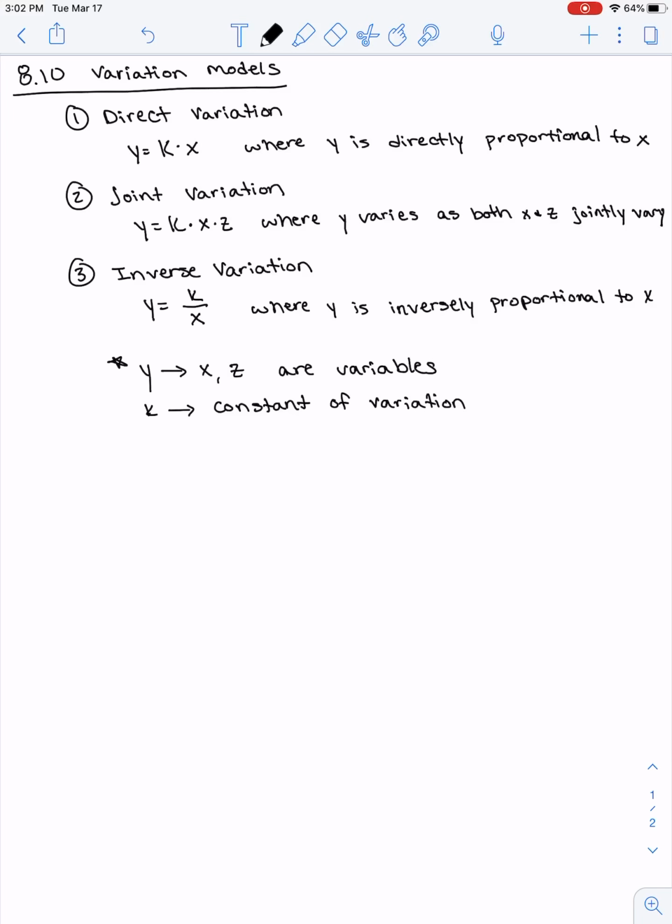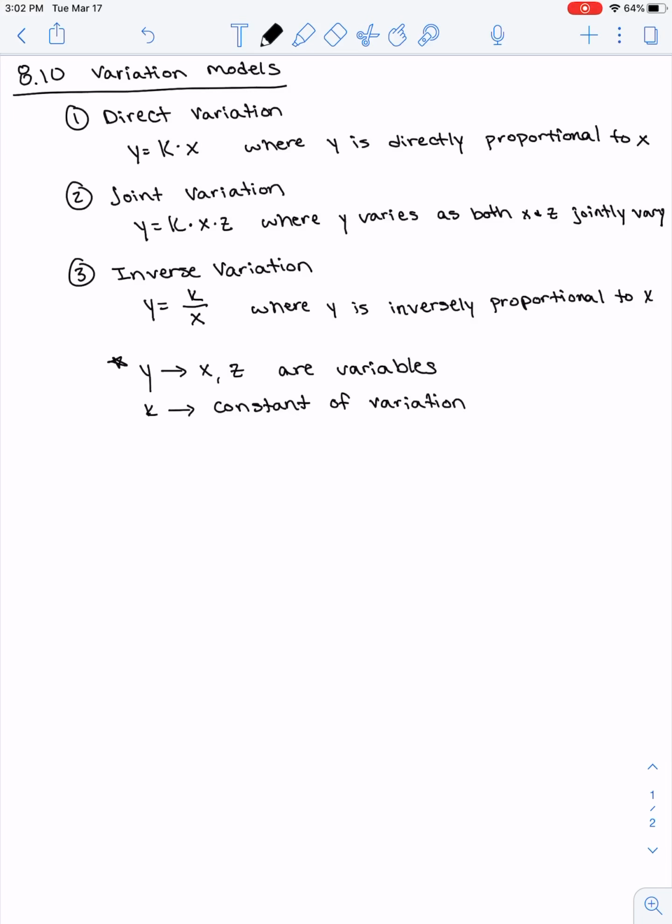In joint variation, y will vary as both x and z vary, right? Because if you change x, y will change. If you change z, y will change. If you change them both, then y will also change. Inverse variation, that's because we've put x on the bottom, so it is now the inverse function. So this one is saying y is inversely proportional, so if x were to increase, y would decrease in this case.